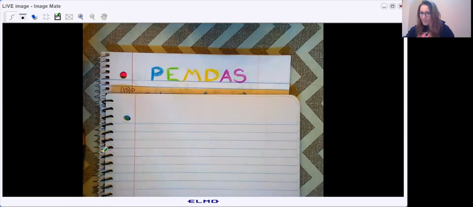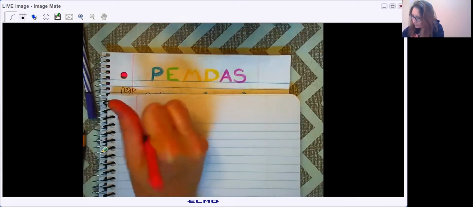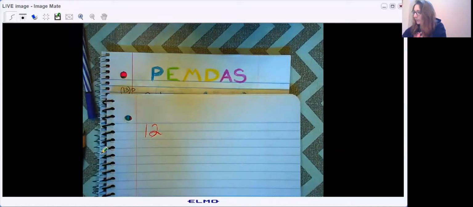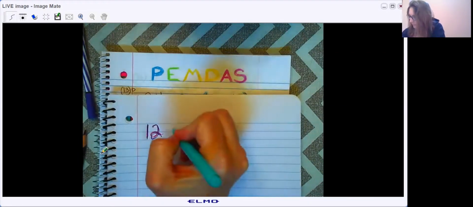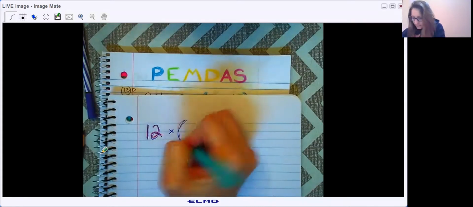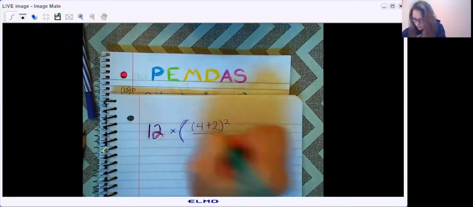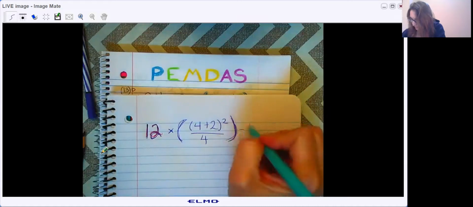Okay, so when I saw this problem, I'm like, are they joking? They have to be joking. But no, they're not. So this is 12. And when I'm done writing this, can somebody let me know if you actually had a problem like this on your homework, or if it was just the textbook that put one of these in there? So it's 12. We're going to times that by 4 plus 2 squared over 4. Why not? Close parentheses, minus 7.